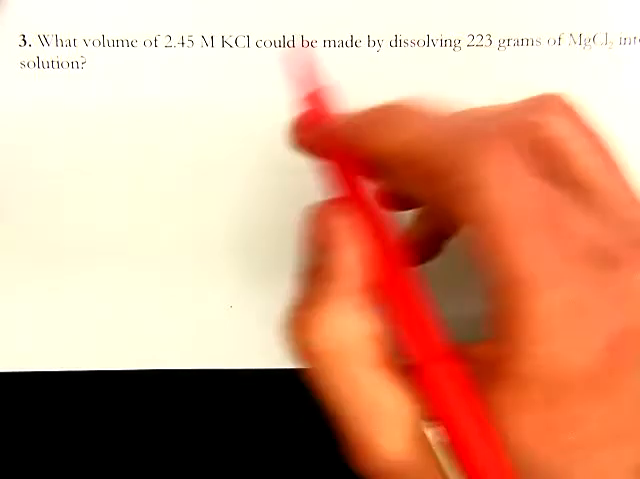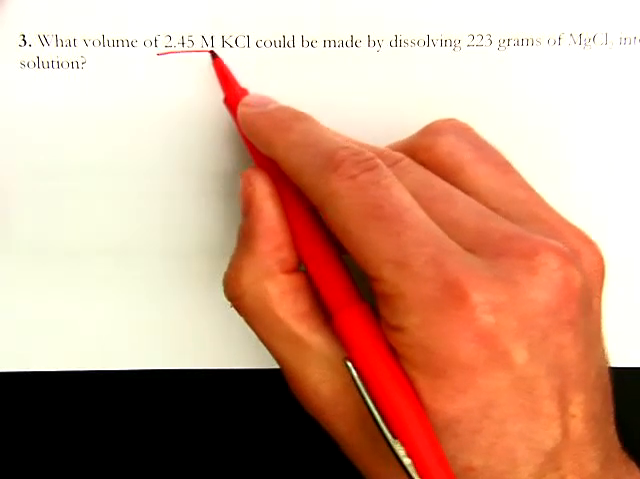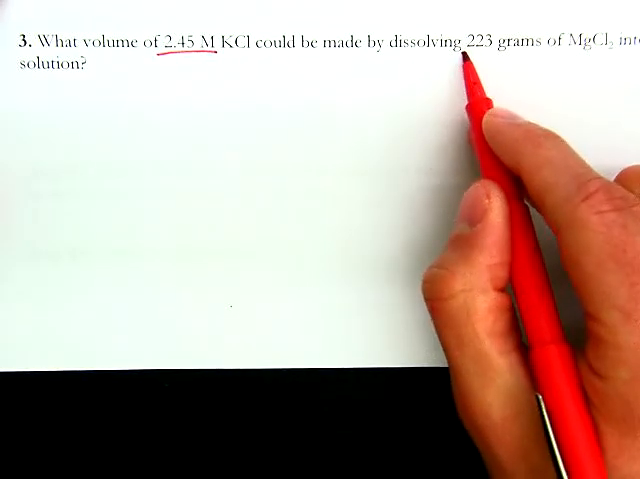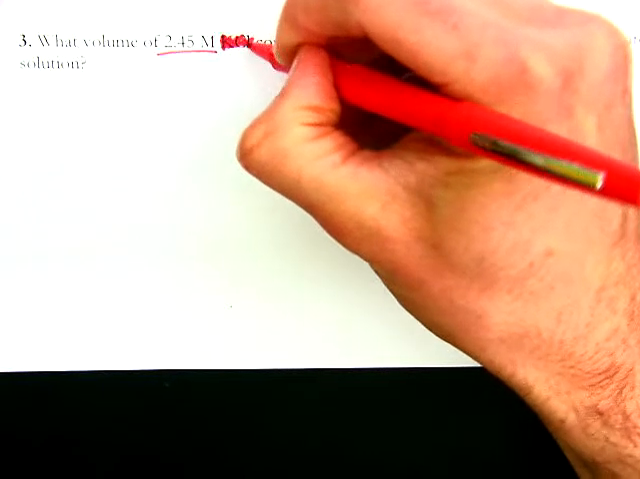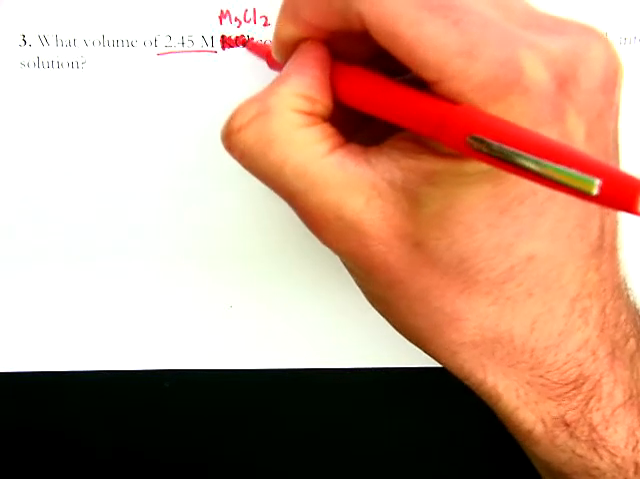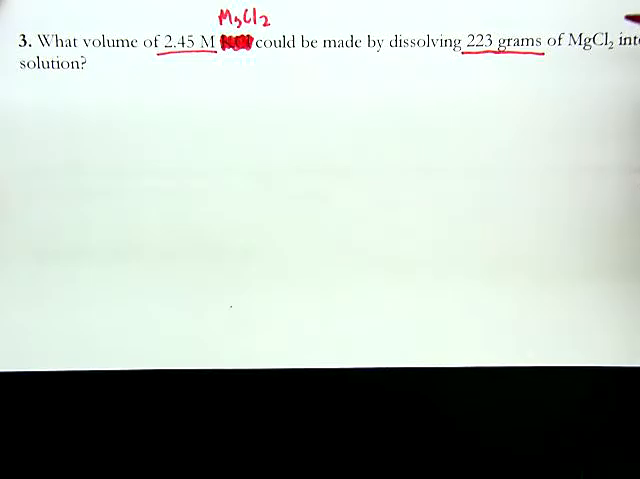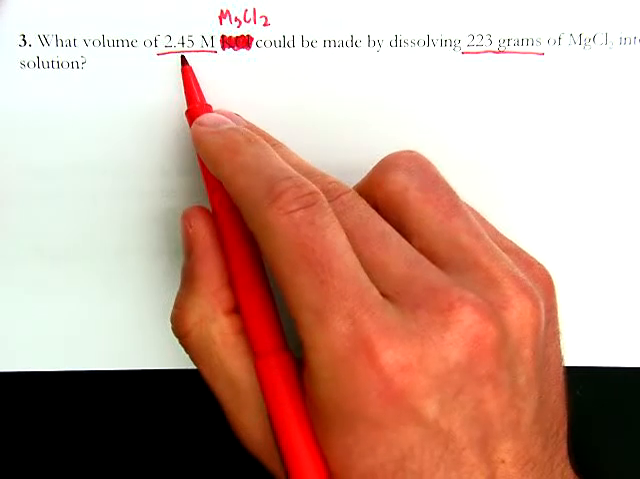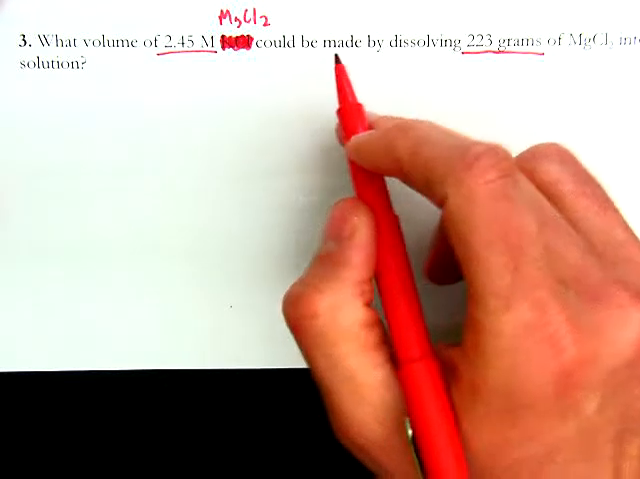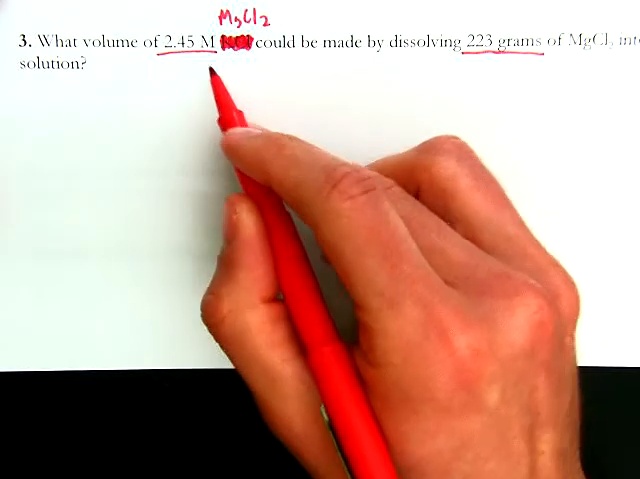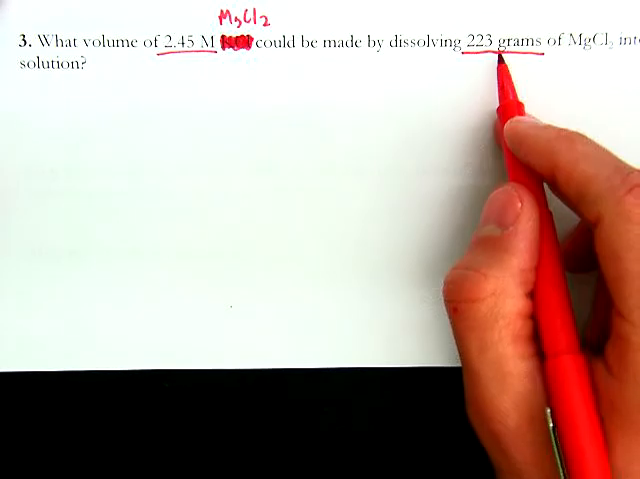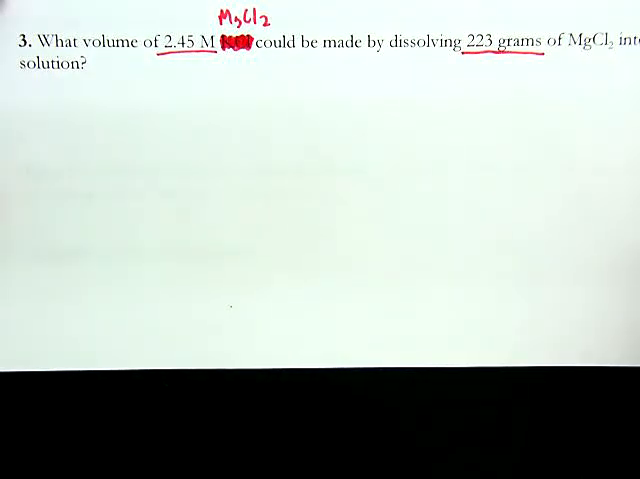Number 3 says, what volume of 2.45 molarity KCl could be made by dissolving 233 grams. I screwed this up again, sorry. MgCl2. I tried to change this from other practice problems, so I apologize about that. It says, what volume of 2.45 molarity magnesium chloride could be made by dissolving 223 grams of magnesium chloride into solution? So in this problem, you're given molarity and you're given grams, and we're solving for volume in this case.